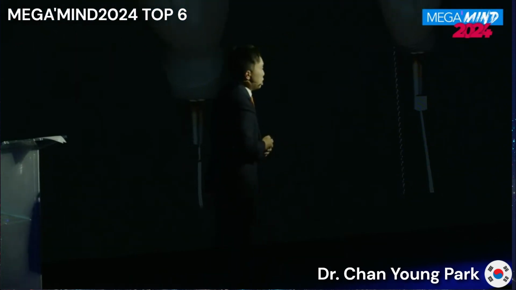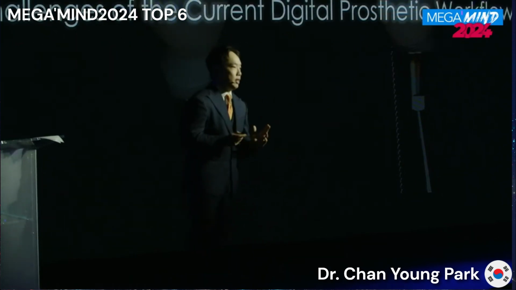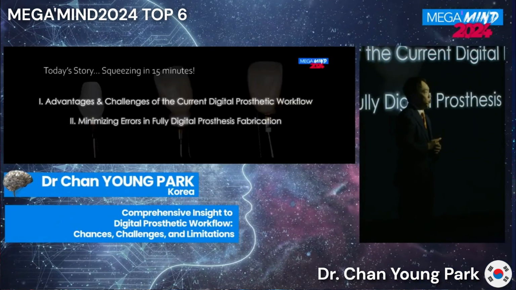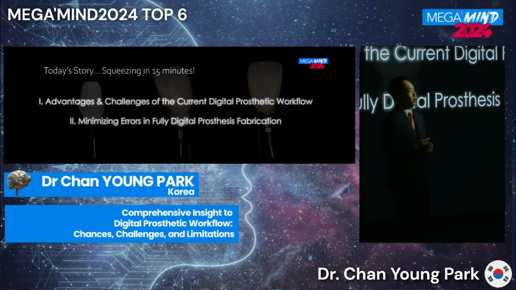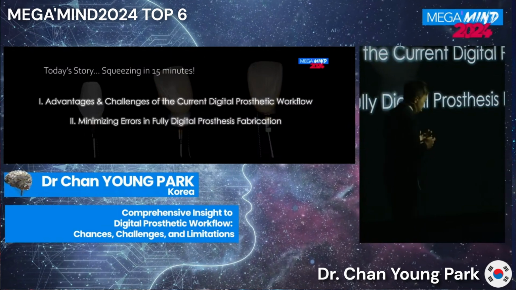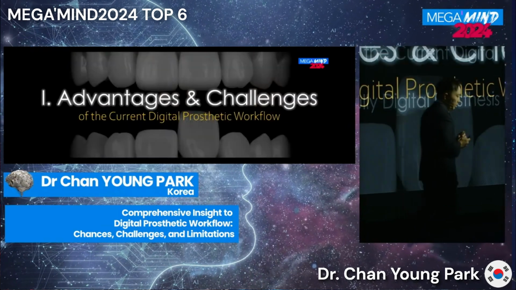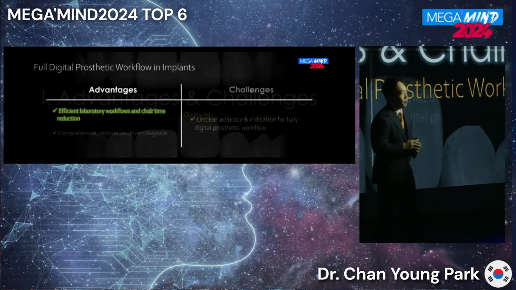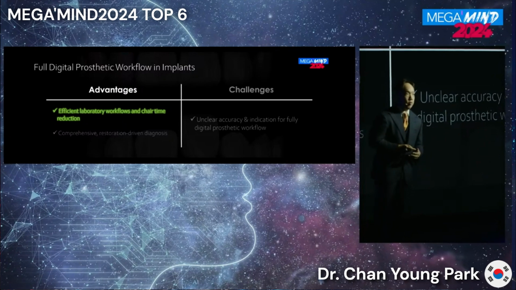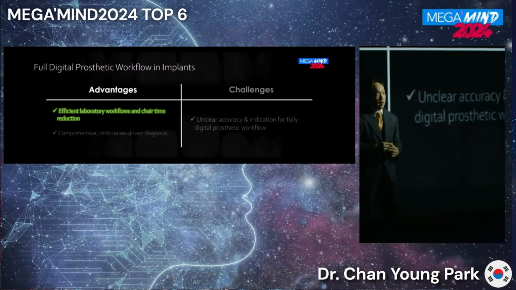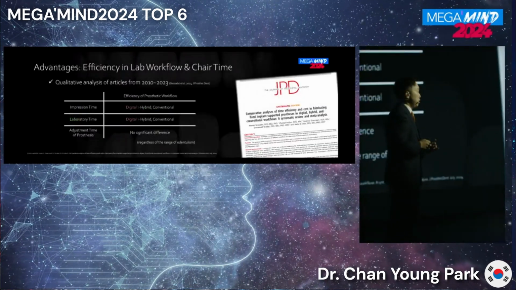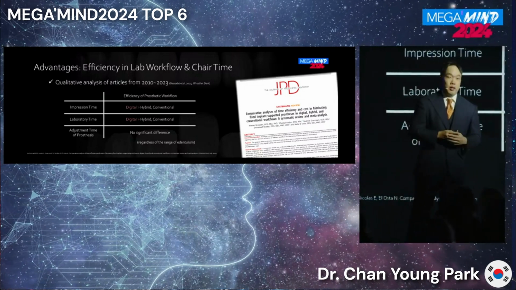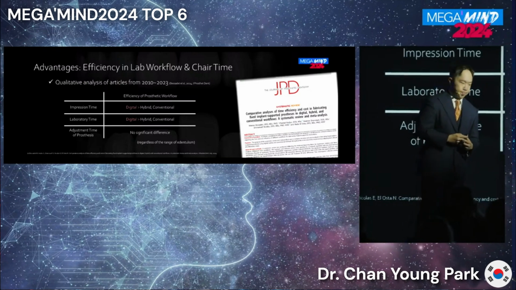So today I'd like to discuss two aspects. First, advantages and challenges of the current digital prosthetic workflow. And second, what we should consider to minimize the errors in current digital prosthetic fabrication. So starting with the advantages and the challenges, we all know that digital simplifies lab workflows and reduces the shared time. And this is already accumulated in so many studies, as this systematic review shows. So there's nothing much to talk about this.